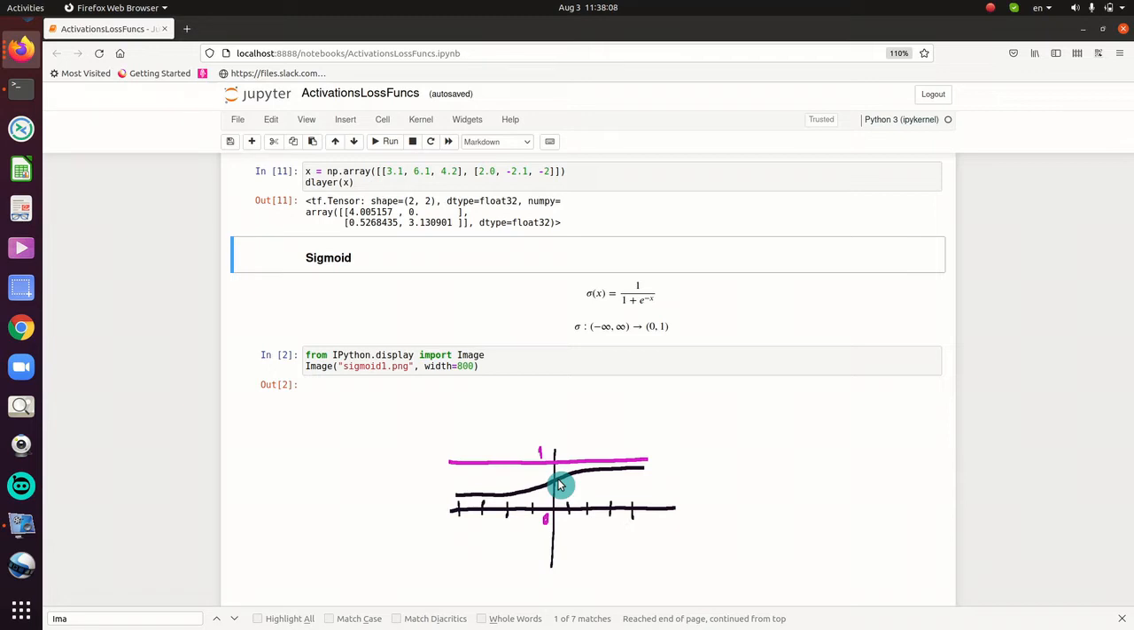The first thing we should know is that sigmoid is a squashing function. This is important. It squashes positive and negative real numbers into the range 0 to 1. Hence, even if the input is a very large positive number somewhere here, or a very small negative number somewhere here, the output is still between 0 and 1.